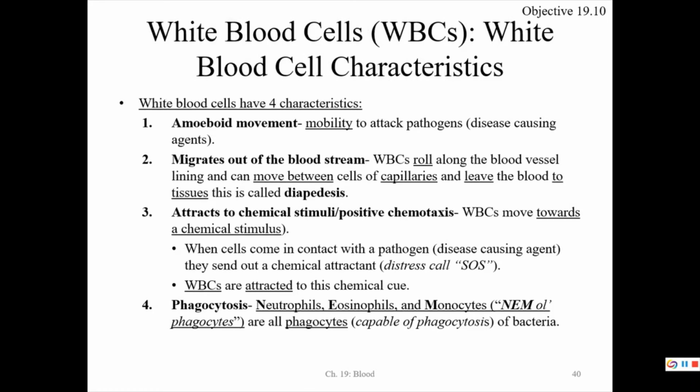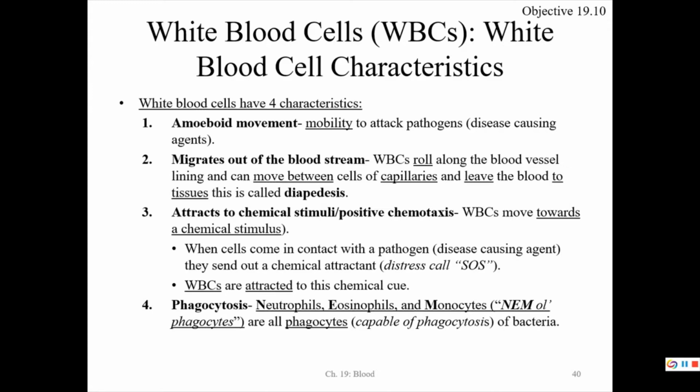All right, now what are some things they do? Well, one of the things they possess is amoeboid movement. They move like amoebas. They are motile and they attack. They go after pathogens, disease-causing agents like viruses, bacteria, things like that. They can migrate out of the bloodstream. They'll roll along the lining of a blood vessel, and when there's a gap in the blood vessel due to inflammation response, they will move out of the capillaries and into the tissues.